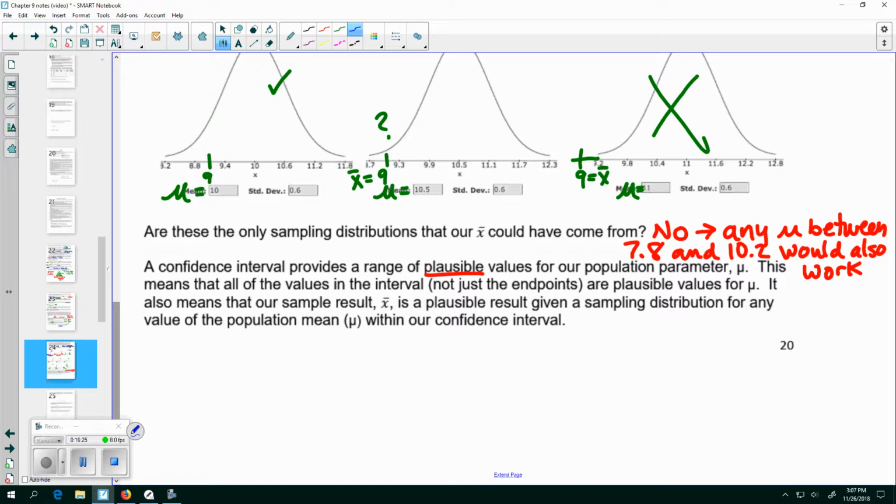In other words, if mu was any number in between here and here, and we drew a sampling distribution to go with it, our sample result of 9 hours would be somewhere close enough to the middle that we would think it would happen often enough for us to say that's a reasonable value for mu.